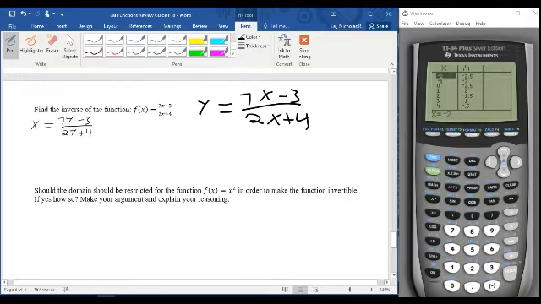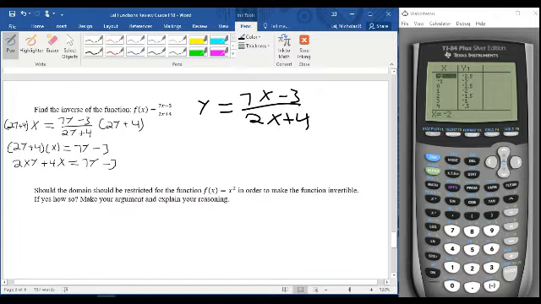I'm going to multiply to get rid of that denominator and multiply each side by 2y plus 4. Multiply x by 2y plus 4. So I'll have 2y plus 4 times x is equal to 7y minus 3. So then I'm going to distribute that x. So I'll have 2xy plus 4x, multiplying each side by the x, is equal to 7y minus 3.